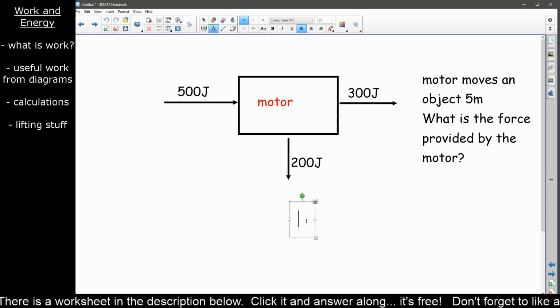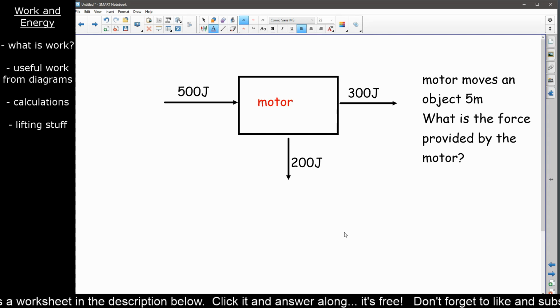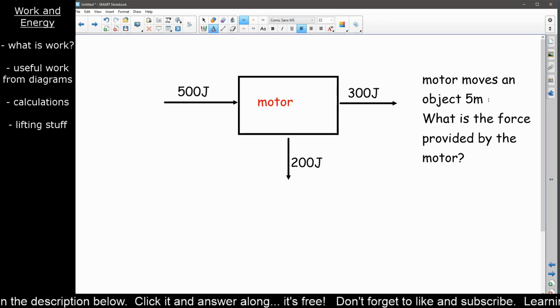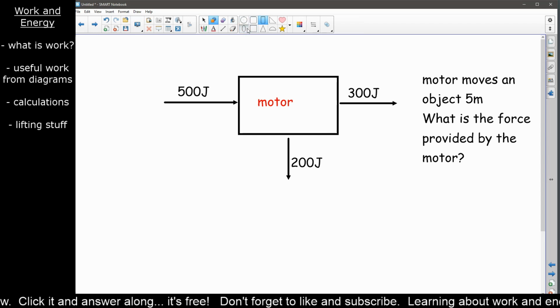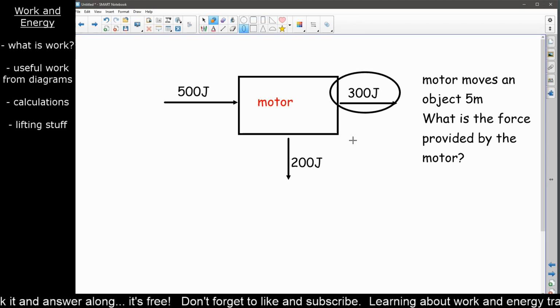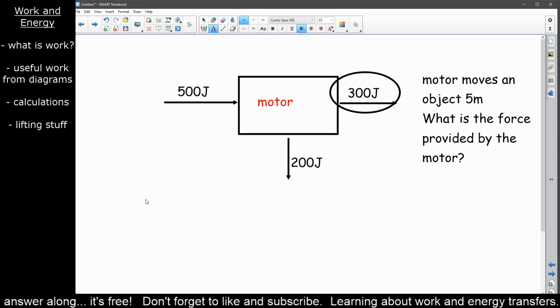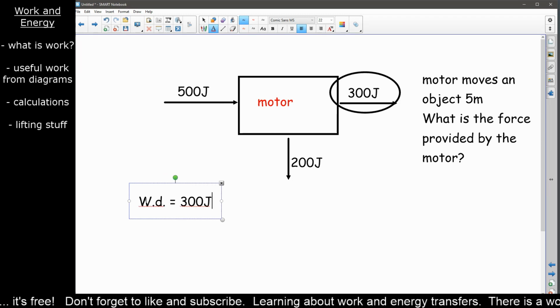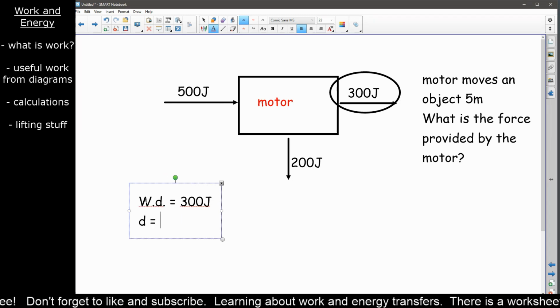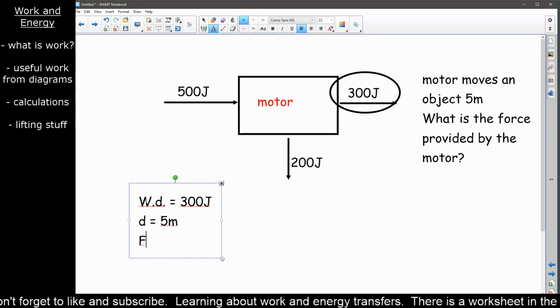All right, so the first thing we want to do here is go, right, which one do we use? We've got 3 numbers here, but it's usefully moved the thing 5 meters. We're assuming that the motor is actually designed to move stuff, so its movement is 5 meters. So because this is useful work done, we're going to look at this 300 joules here. So let's list what we know. We know that we've done 300 joules of useful work. We know that our distance traveled is 5 meters, and we're being asked to find our force.